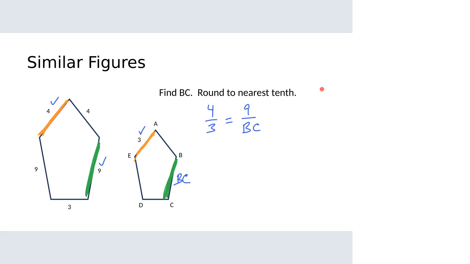Finishing this up, we'll cross multiply. 9 times 3 is 27, and that's 4 times BC. Then we'll divide both sides by 4 and have 6.75 is equal to BC. We were told to round to the nearest tenth, so we want to make sure we can identify place values and round. We'll find the tenths place, look one space to the right, that's 5 or bigger. So we'll round this to 6.8.